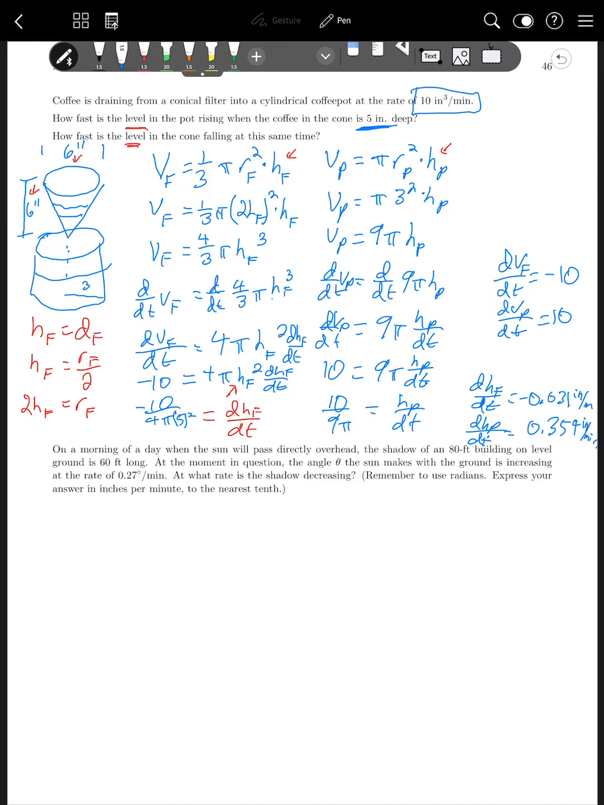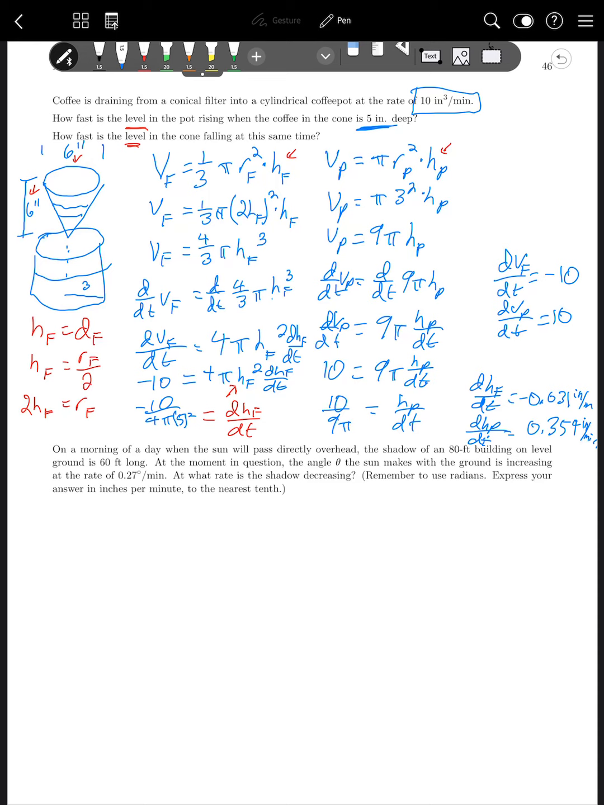On a morning of a day when the sun will pass directly overhead, the shadow of an 80-foot building at level ground is 60 feet long. At the moment in question, the angle the sun makes with the ground is increasing at a rate of 0.27 degrees per minute. At what rate is the shadow decreasing? Remember to use radians. Express your answer in inches per minute to the nearest tenth.